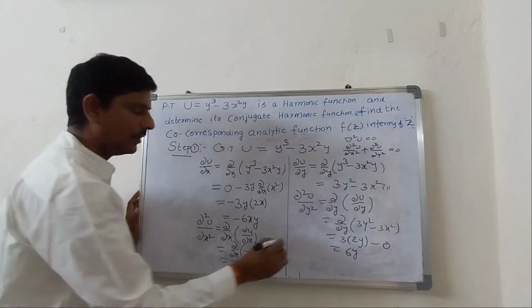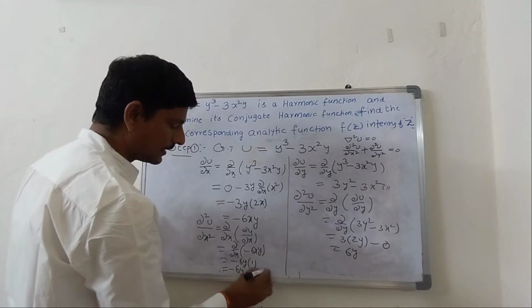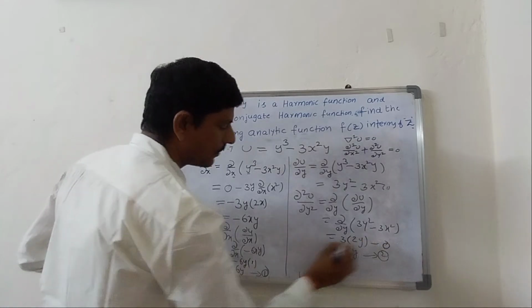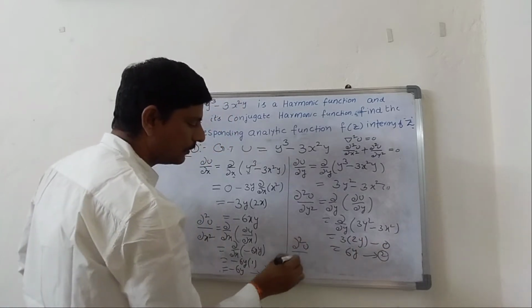Okay, clear? Now add these two values. So take it as equation number 1. Take it as equation number 2. Add these two values. What we get?